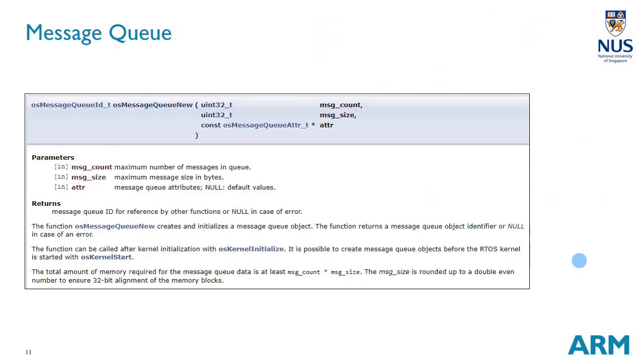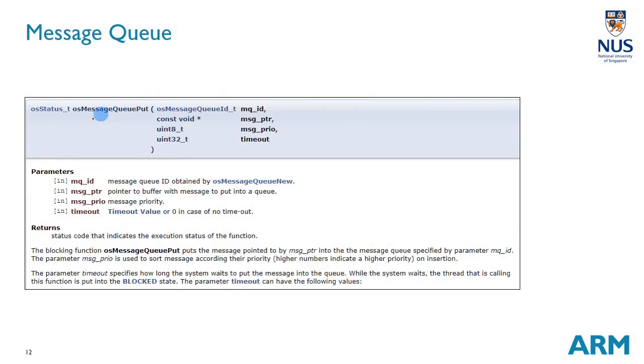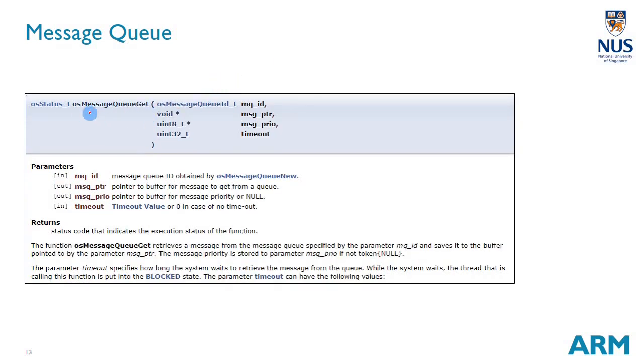How do we use message queues? We first create a message queue by calling OS message queue new, by putting in the count as well as the size of the message queue, and subsequently any task can put a message by calling OS message queue put, and any task can wait for a message by calling OS message queue get.